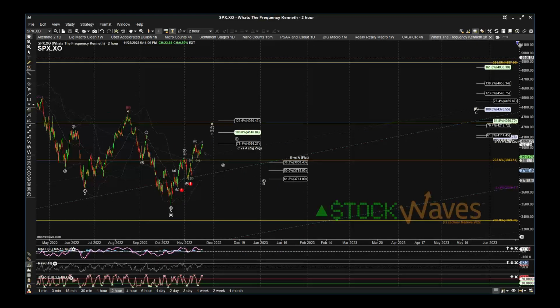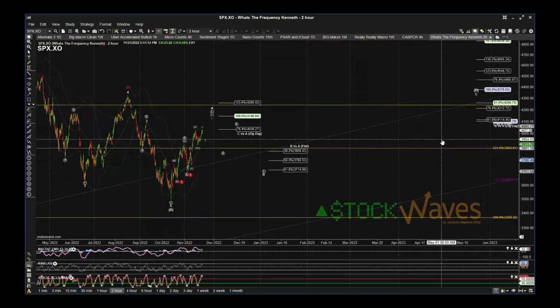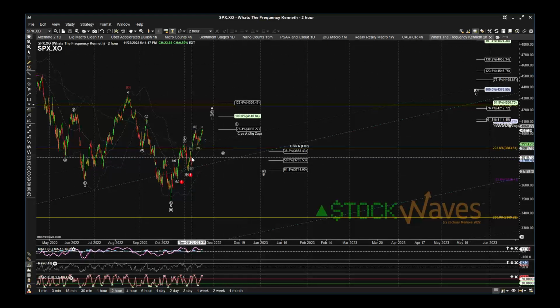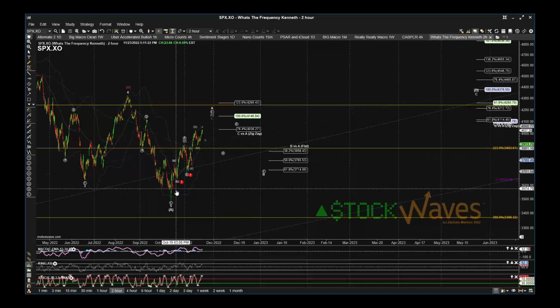There we go. So here we're zoomed into a 2-hour chart. This is the tab that I use that has smaller degree structure highlighted on it, and following this on most of the smaller time frames. So off of the low, we can see we had an initial move that was only 3 waves up.